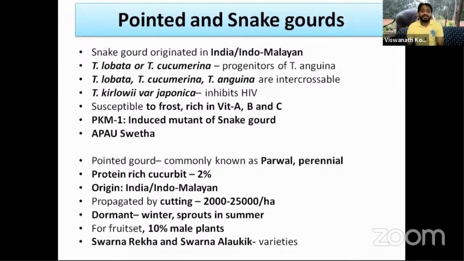It is propagated by vine cuttings, 2,000 to 2,500 cuttings per hectare, not 25,000, 2,500 cuttings per hectare. So the cuttings remain dormant in winter and sprout when the summer comes. But to induce fruit set, pollination is needed. So we have to plant 10% male plants in the field. Swarna Rekha and Swarna Alaukik are the important varieties of pointed gourd.